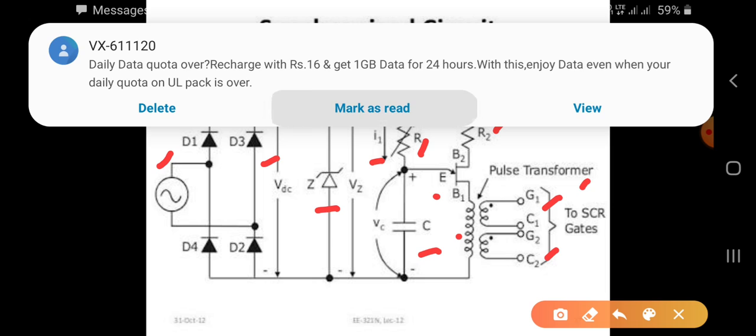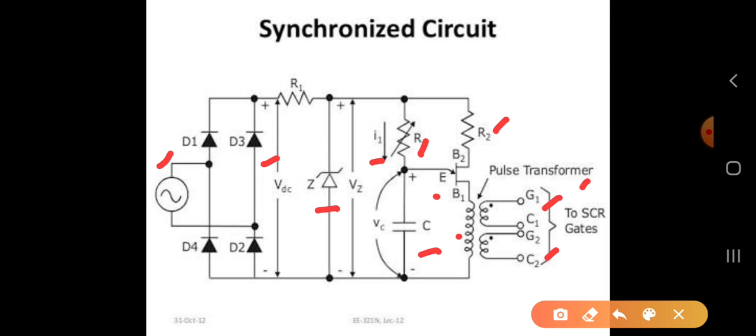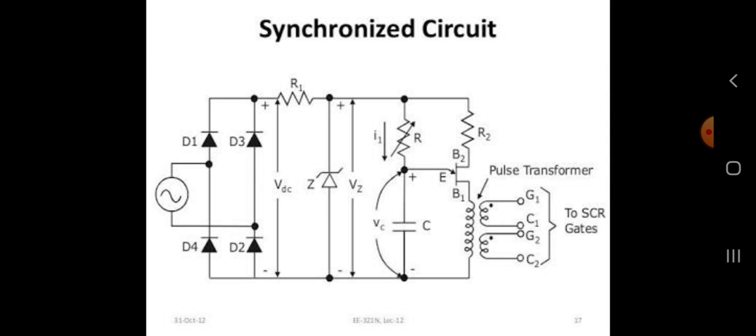Now the charging of the capacitor can be varied by the resistance R. So charging and discharging of the capacitor can be varied with the help of R. When you rotate the knob of the variable resistor, the charging of the capacitor is varied, and the firing angle is varied. Firing angle being varied means you can turn on your SCR whenever you require. So I will show you the waveform.